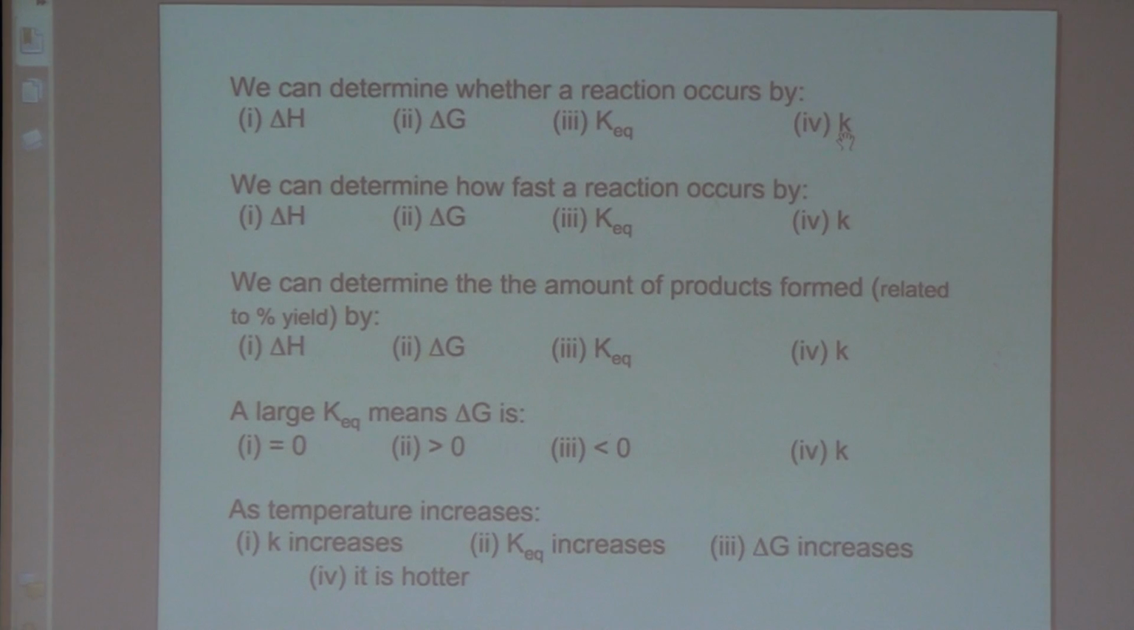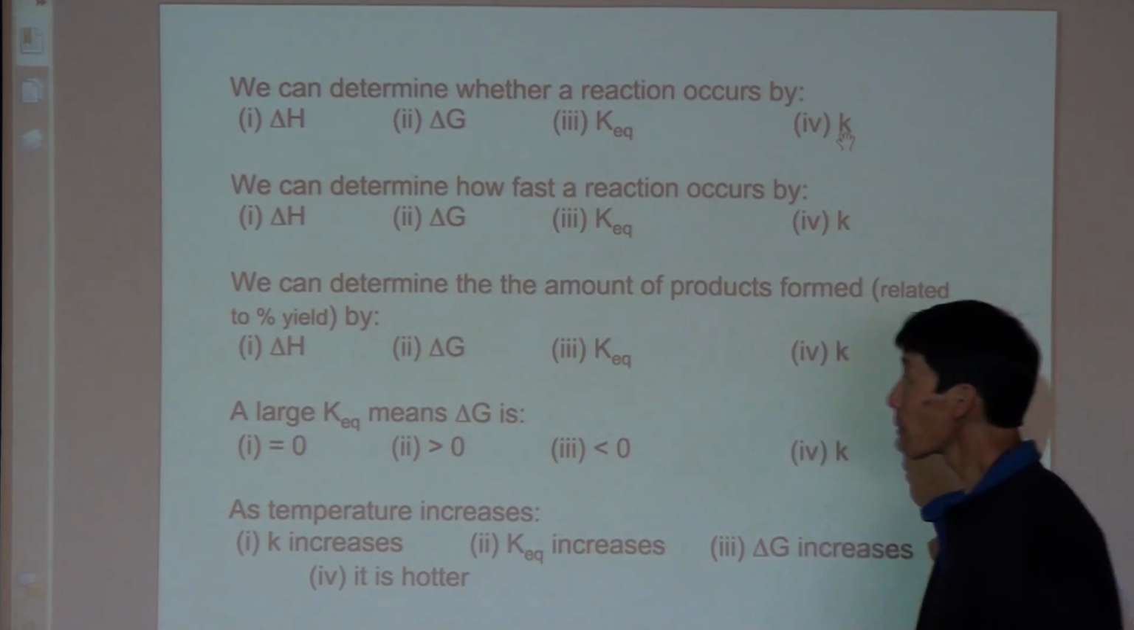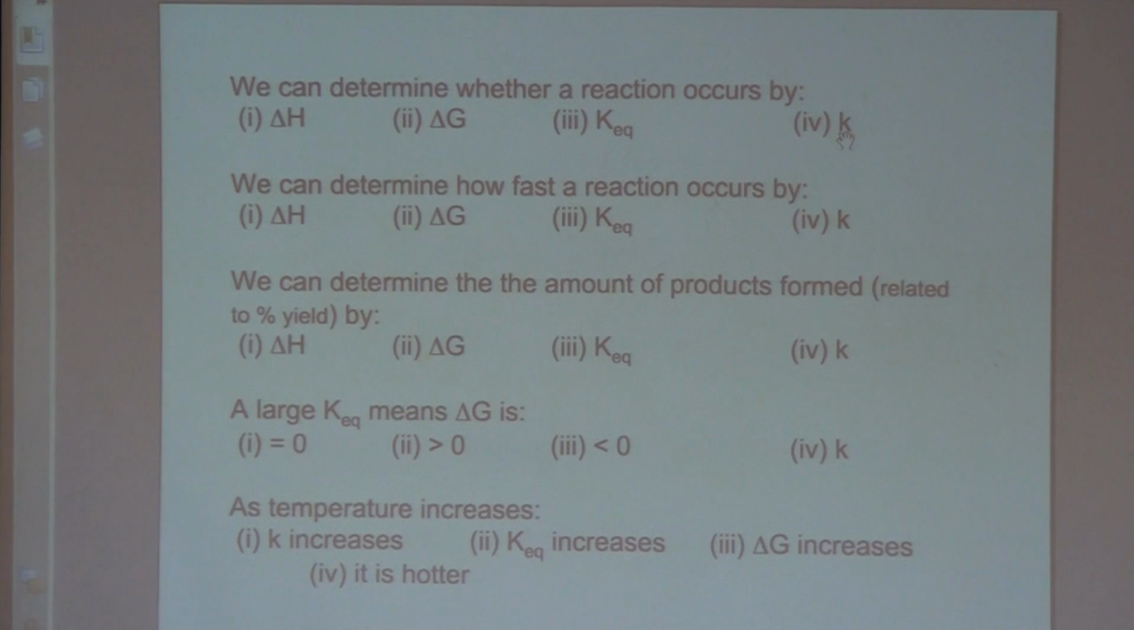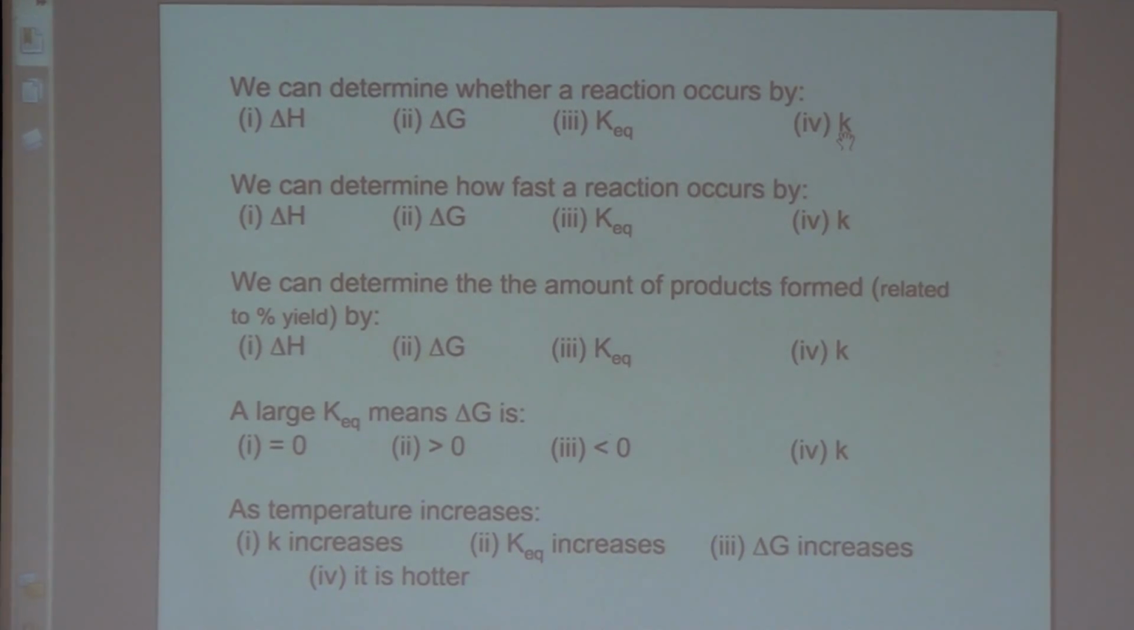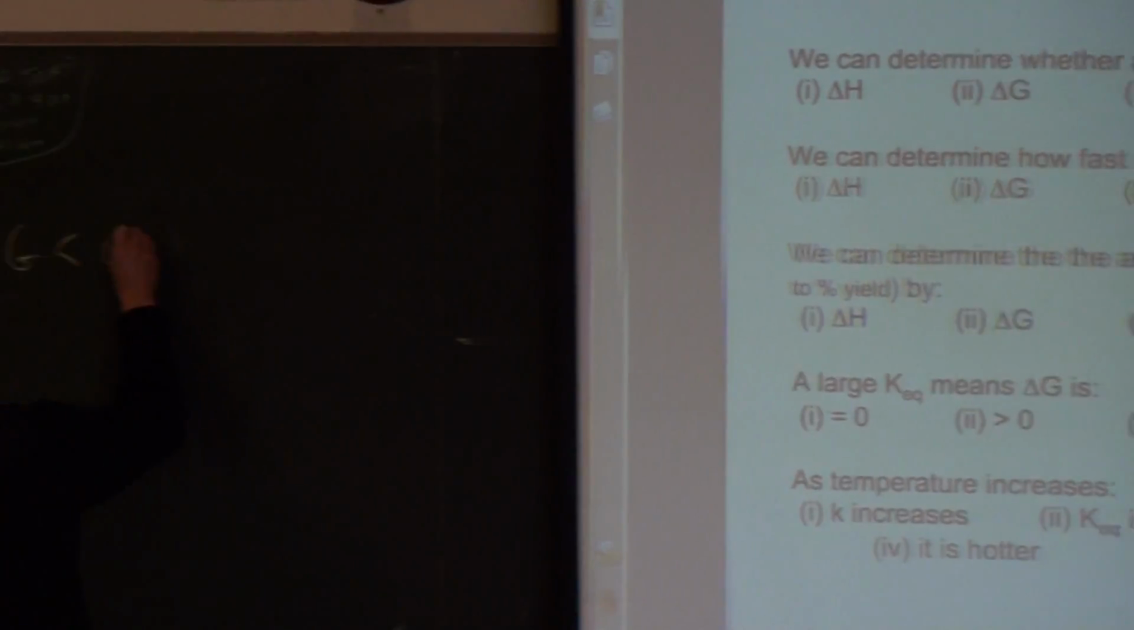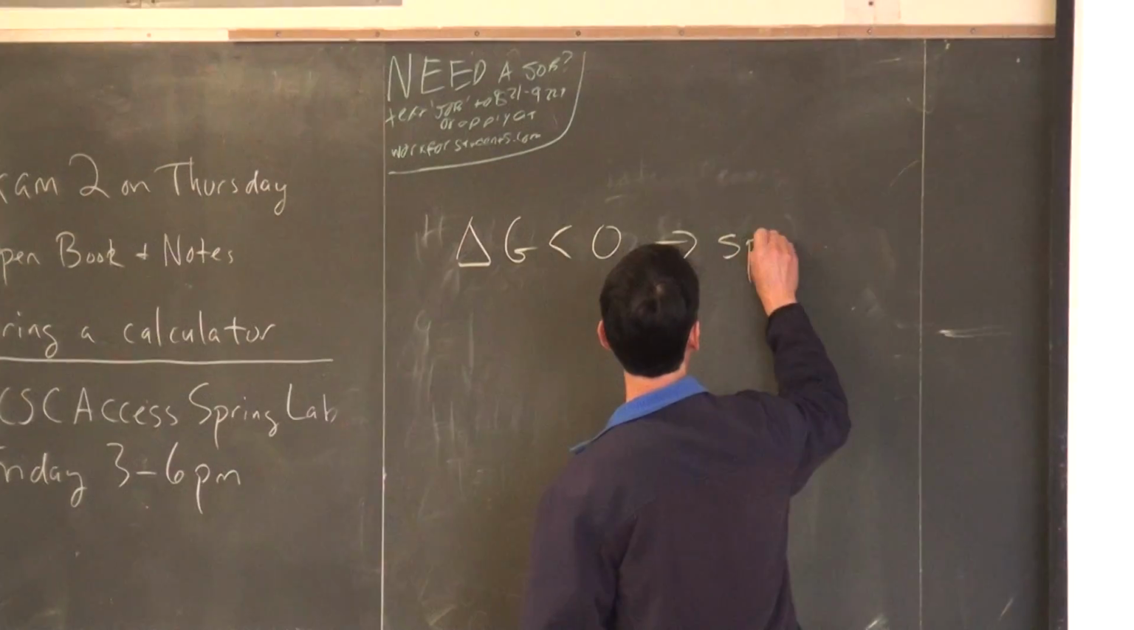What does delta G tell us? Yeah, whether a reaction is spontaneous. So does delta G tell us whether a reaction occurs? Yes. If delta G is less than 0, that means that a reaction occurs spontaneously. Okay, so delta G less than 0, this means we have a spontaneous reaction.